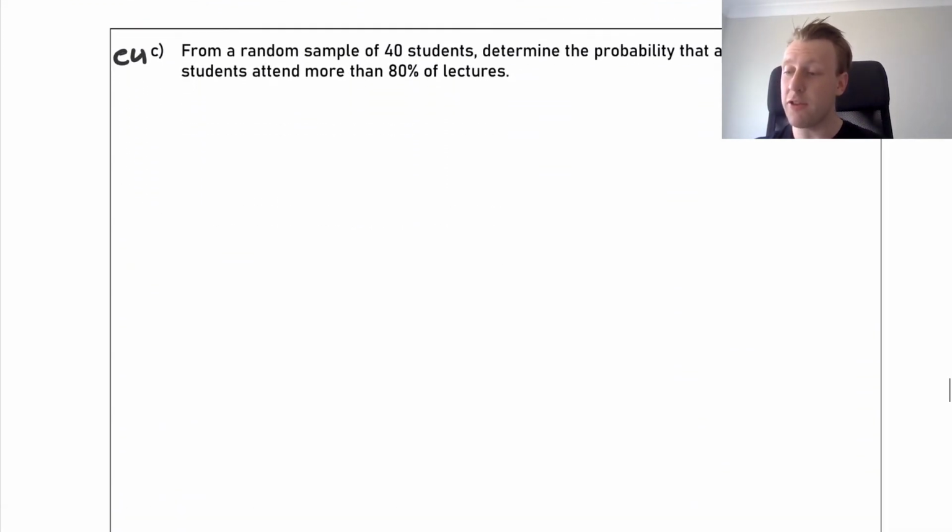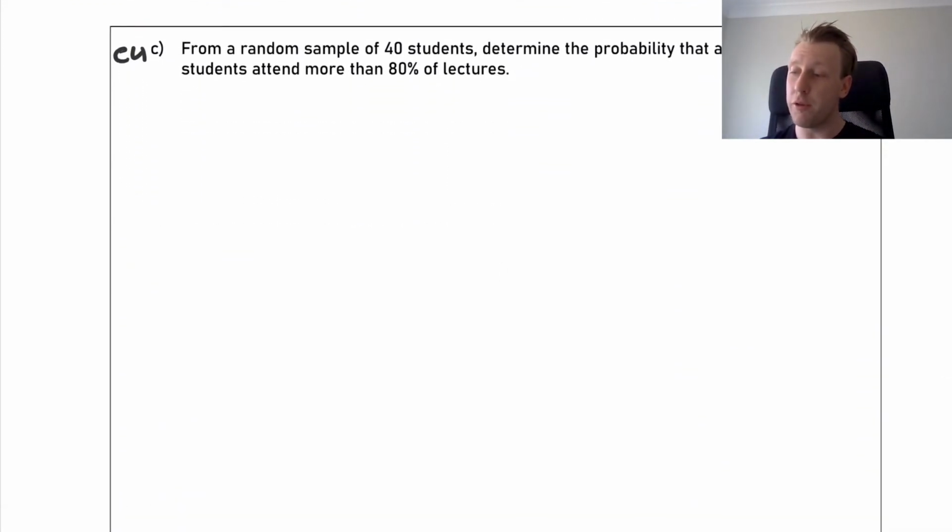Then the complex unfamiliar part is, from a sample of 40, determine the probability that at least 30% of students attend more than 80% of lectures. Pause it, give it a go.